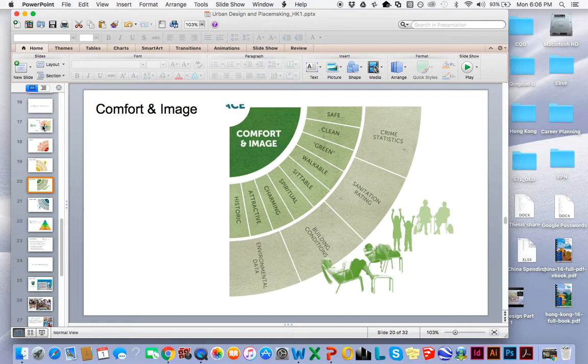The third element is comfort and image, and you might use things such as crime statistics, sanitation rating, building conditions, and environmental data. And as you're observing and collecting this type of data, words you might use to describe that place include attractive, historic, clean, walkable. And William White might also say, well, is it sittable? And you can see the moving chairs actually in these graphics in the lower right-hand corner.